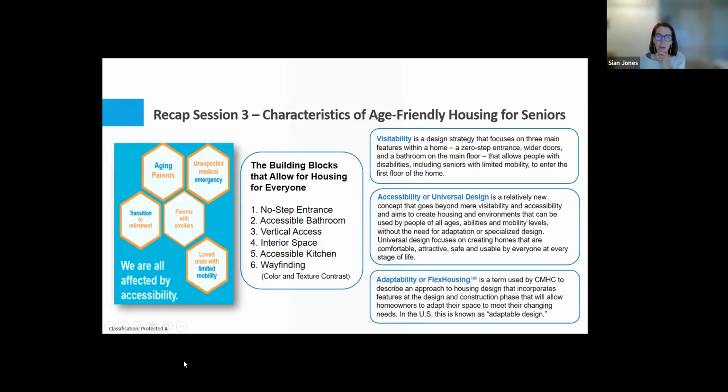Session 3 focused on characteristics of age-friendly housing for seniors. Participants learned how the spaces people live in impact their independence, how accessible architecture can support aging in place, and trade-offs that older adults face when they want to renovate their homes to make them more accessible. They also heard about work happening in the United States to support communities in diversifying their housing stock and encouraging more accessible market housing.